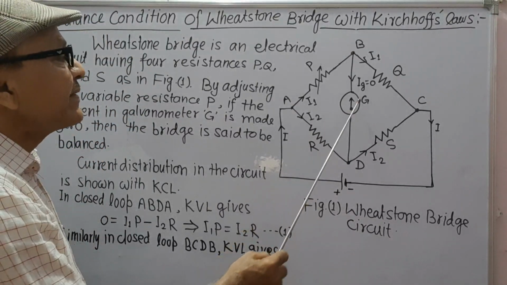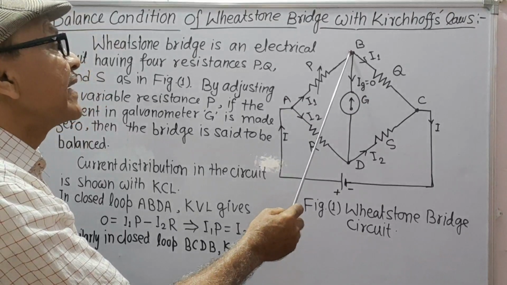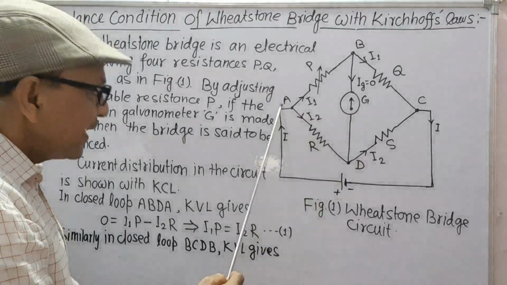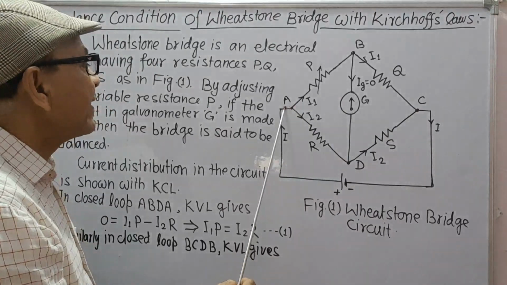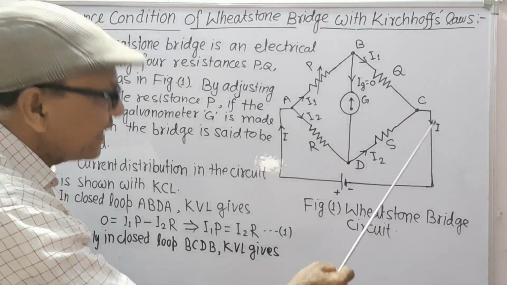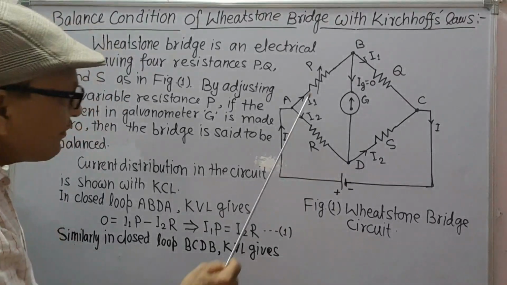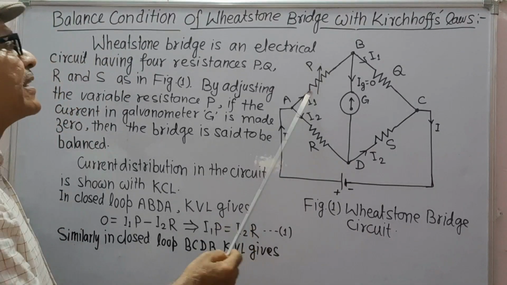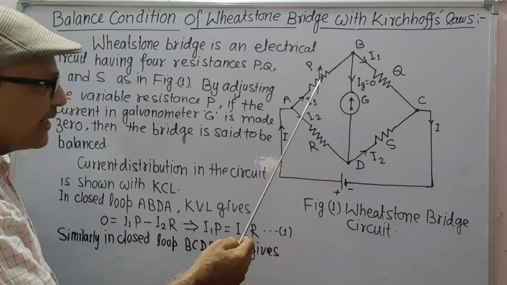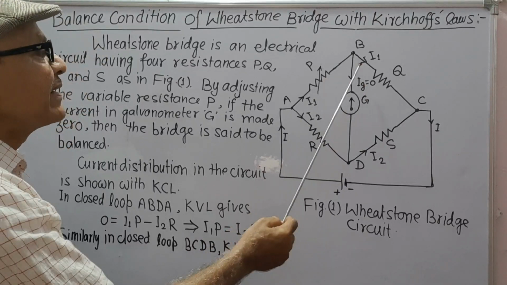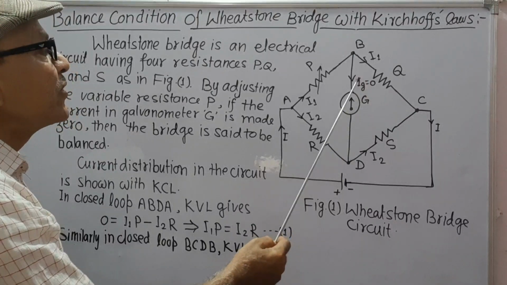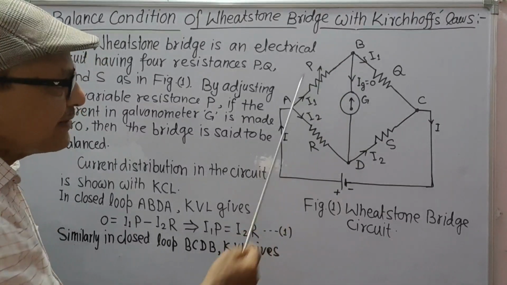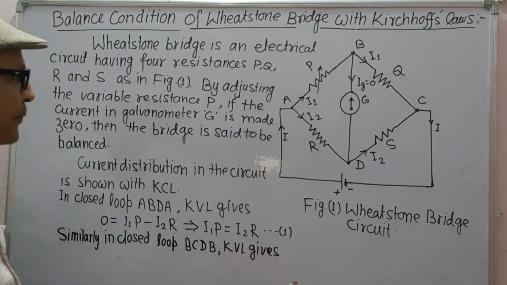A galvanometer G is connected between diagonal points B and D, and a voltage source is connected between the next diagonal points A and C. With the help of variable resistance P, if the current in the galvanometer is made zero, that is Ig becomes zero, then the bridge is said to be balanced.